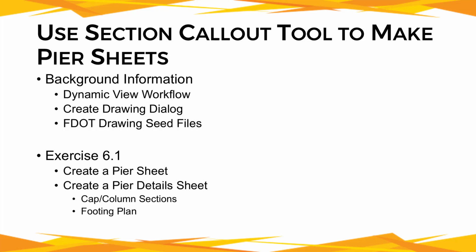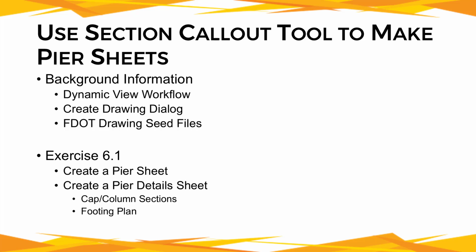flexibility with other settings. We'll then work on exercise 6.1, where we'll first create a pier sheet including the plan, elevation, and end view, and then we'll move on to create a pier detail sheet, which will include both cap and column sections, and then we'll create a footing plan from our elevation view created in the first part of the exercise.